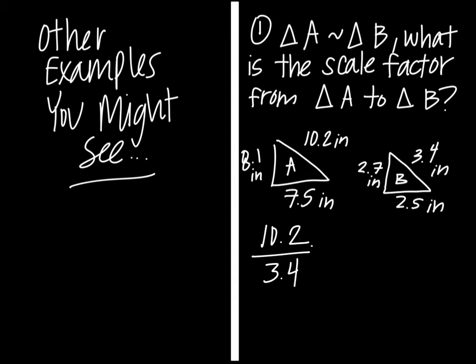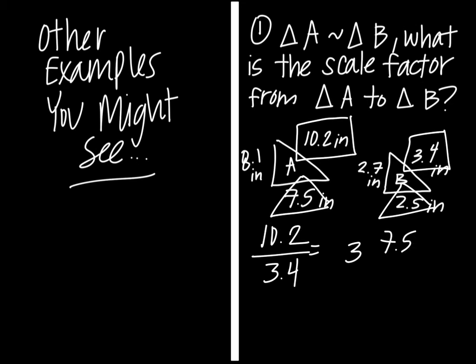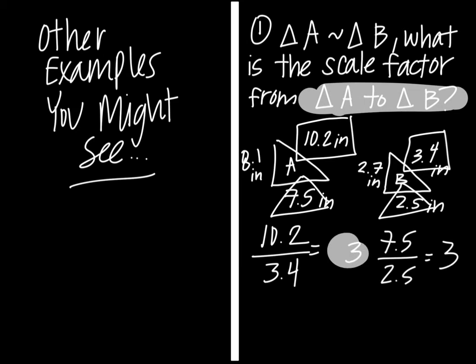So 10.2 divided by 3.4, that gives you 3. What if we tried 7.5 divided by 2.5? That also gives you 3. 8.1 divided by 2.7, that's also 3. So the scale factor from A to B is 3.